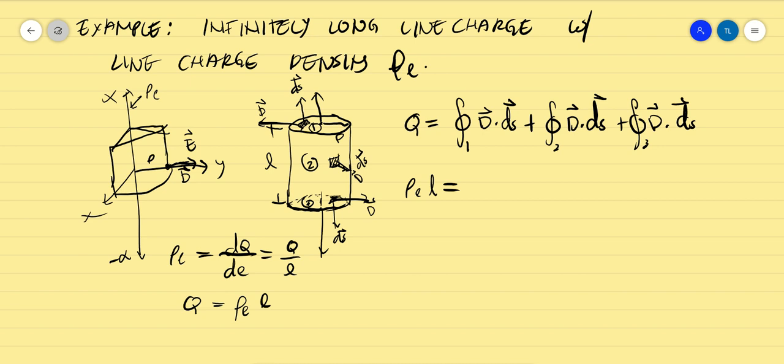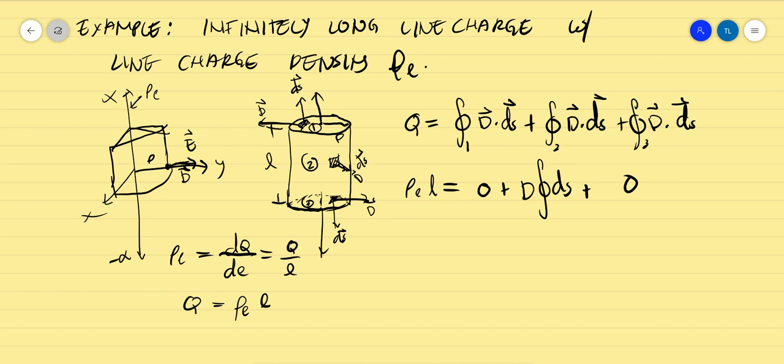Here, what's the angle between them? The angle between them is 90 degrees. So if you take the cosine of 90, the cosine of 90 is 0. So any number multiplied by 0 is still 0. Then the second part, the lateral area here. So the angle between them is 0. So cosine of 0 is 1. So this is just D, the integral of the surface area. We just take the magnitude because they are in the same direction. And for the last part, the angle between them is again 90 degrees. So this will also be equal to 0.